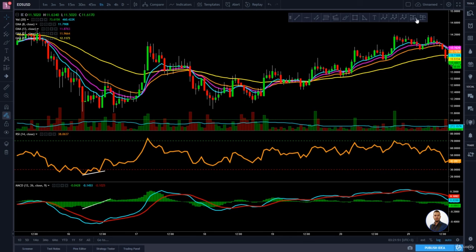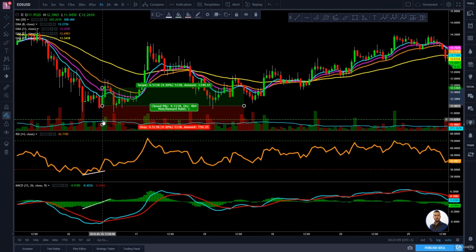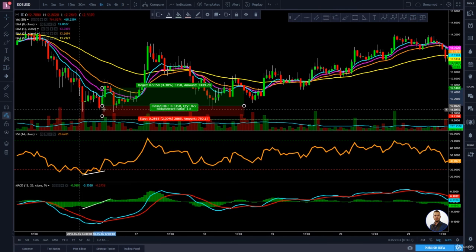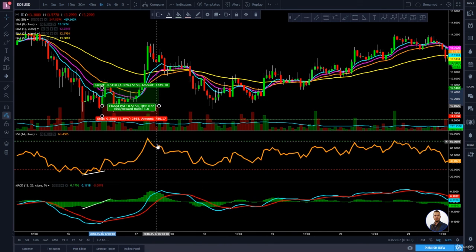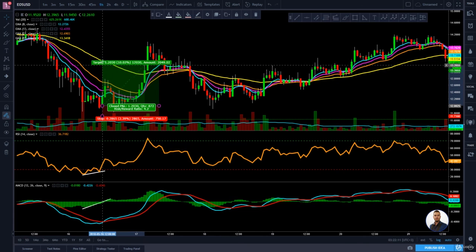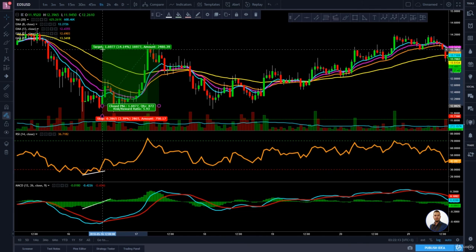So let's see how much profit you would have made if you took this trade over here, and I will select my long position tool from my favorite toolbar, and I will set my entry point right here at this candle, set my stop loss slightly below this candle, and you would have sold it right here at this green candle, which corresponds to this peak on the RSI, and in this trade you would have made a quick 14% gain.